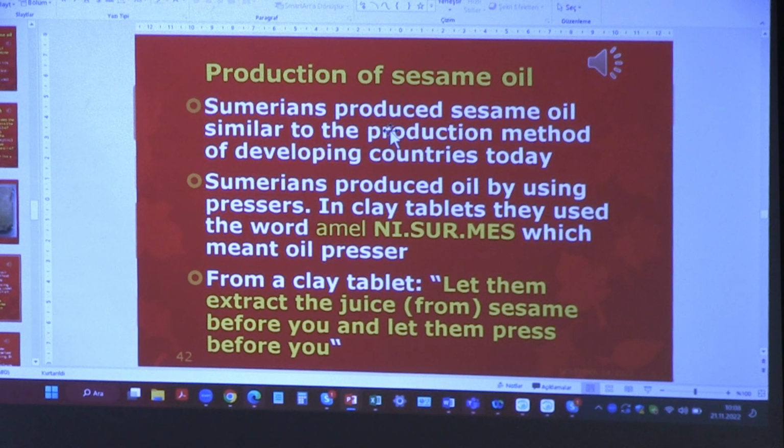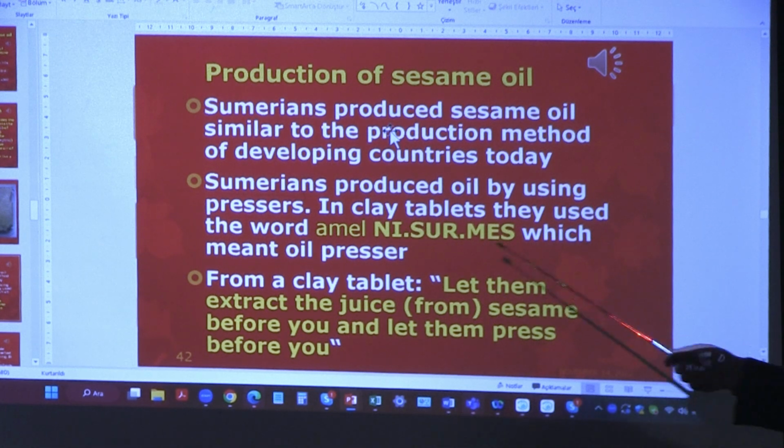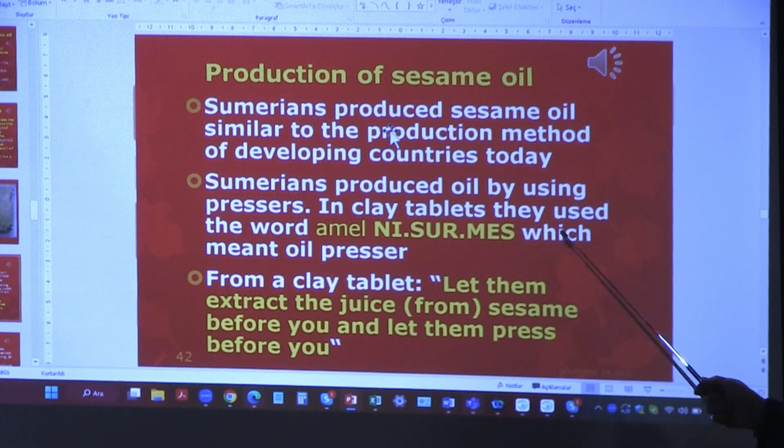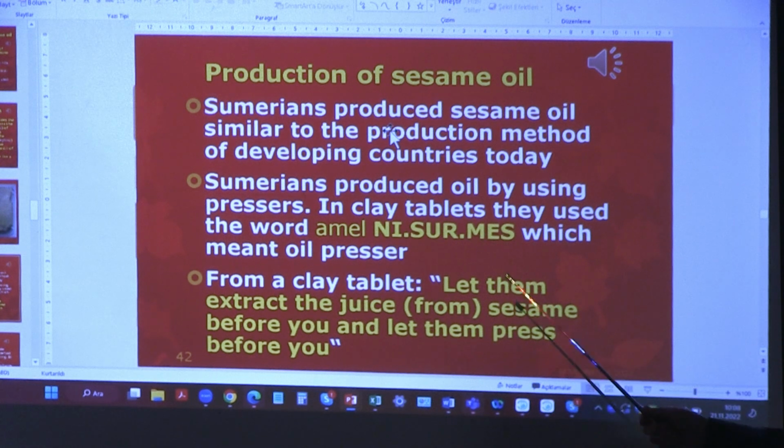Now, they produced the sesame oil, just like the production of obtaining oil in our days. Of course, they used more primitive instruments. They used pressers. In clay tablets, we see the word amel ni sur mes, which means oil presser. So there was a man who pressed the oil somehow. And another one says, let them extract the juice from the sesame before you and let them press before you. So we see that they obtained some sesame oil before pressing.